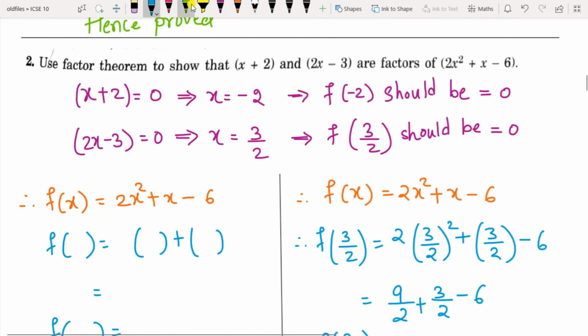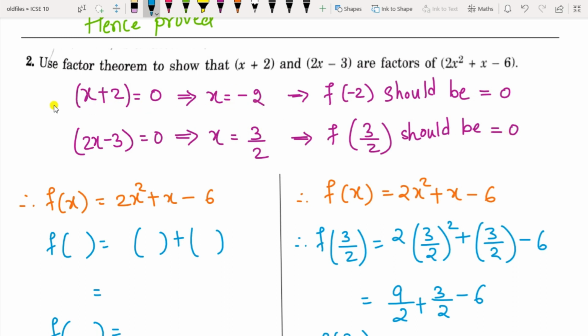Question 2. Use the factor theorem to show that x plus 2 and 2x minus 3 are factors of 2x square plus x minus 6. Now these two linear polynomials are the factors of the given polynomial, so you have to prove that. We will consider the first one, x plus 2 equal to 0. So x equal to minus 2, therefore f of minus 2 should be equal to 0. And 2x minus 3 equal to 0, therefore x equal to 3 by 2, and therefore f of 3 by 2 should also be equal to 0.